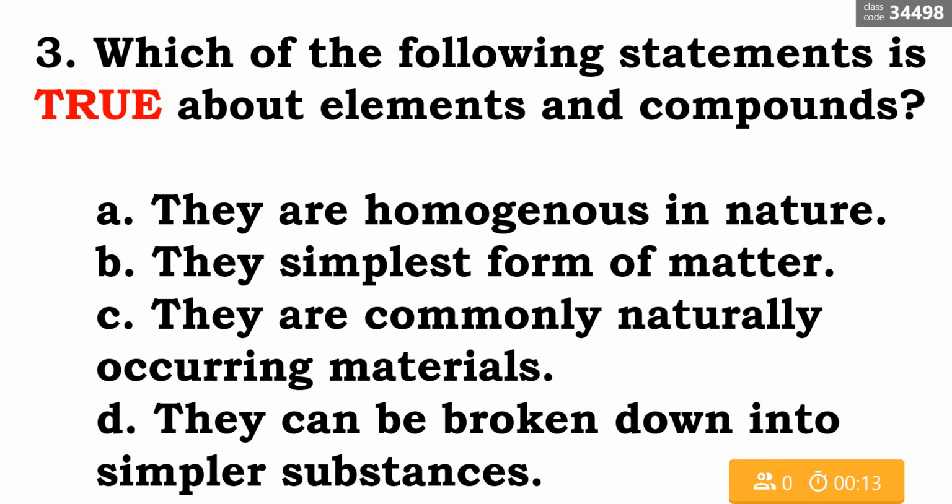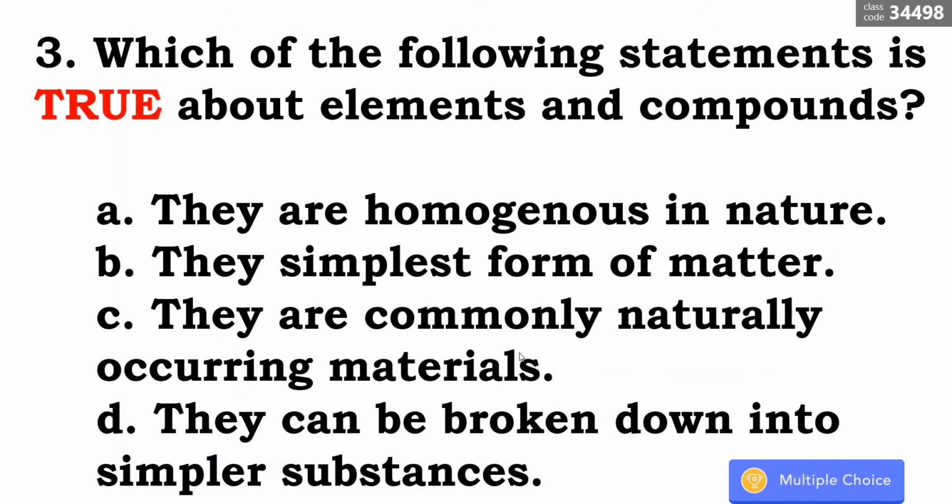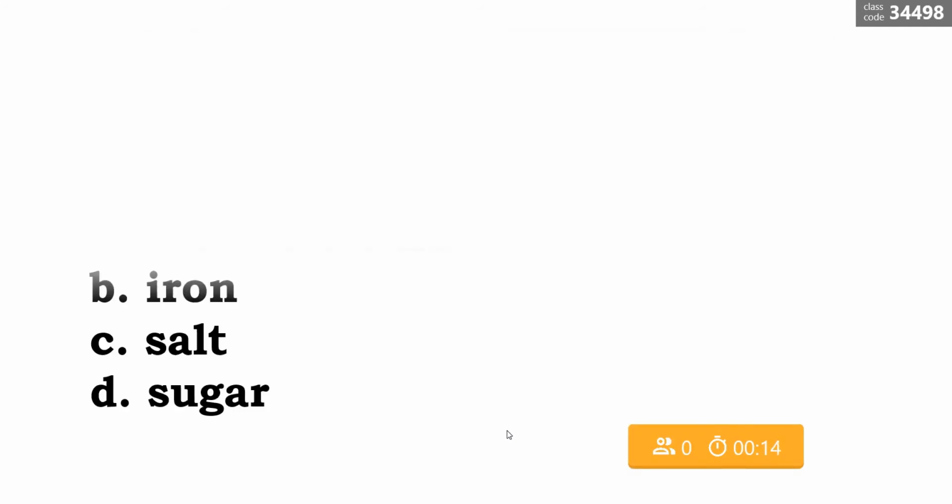And let's have this. Number 3. Which of the following statements is true about elements and compounds? They are homogeneous in nature, simplest form of matter, and they are commonly naturally occurring materials, and they can be broken down into simpler substances. Okay, let us show the answer. What do you think? It is letter A. They are homogeneous in nature. Remember always that.